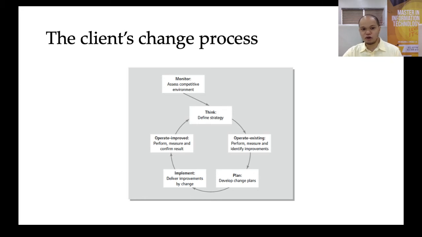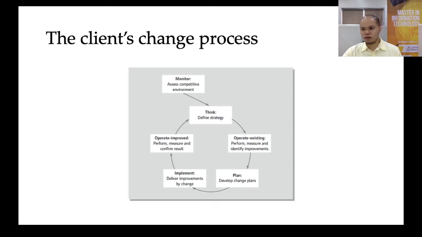Okay, so you perform, you measure, and you confirm the result. Okay, and by then you're hopeful that the changes that you really wanted to implement were really successful. Okay, so these are the normal 6 steps. And generally, the client would be heavy on maybe the first three, so the monitoring, the thinking, and the existing operations. Right? And depending on the nature, the culture of the organization, change can be spotty, change can be very frequent. That can also be a function of the industry.